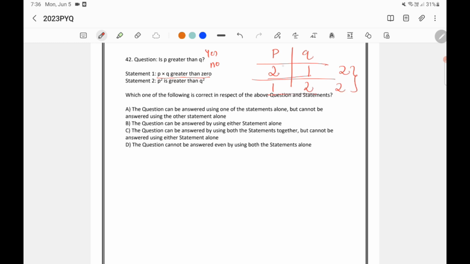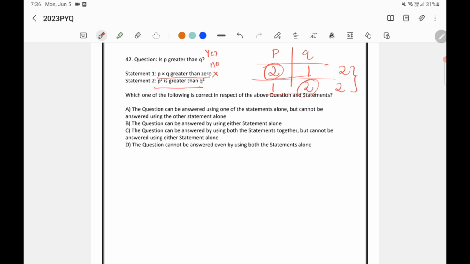But in the first case, P is greater than Q, and in the second case, Q is greater than P. So among P and Q, we cannot say by using statement 1 which is greater. So with statement 1, we cannot answer the question. Okay, so let's take statement 2.